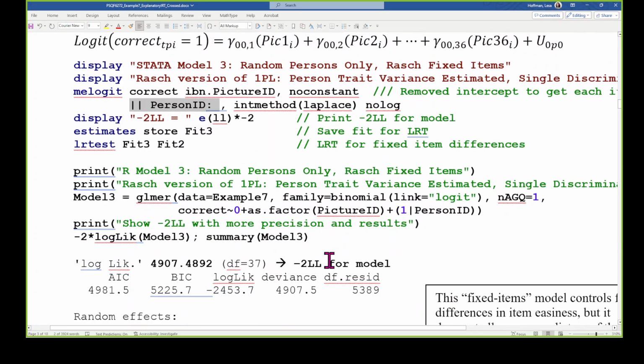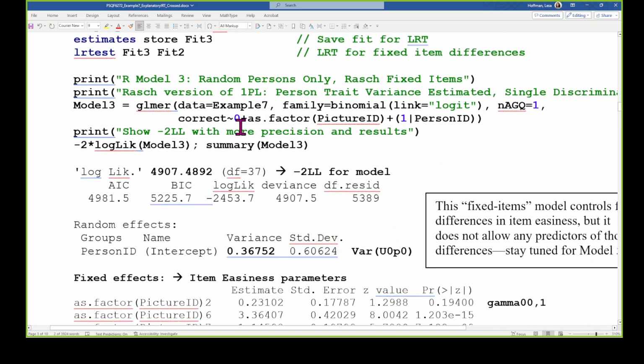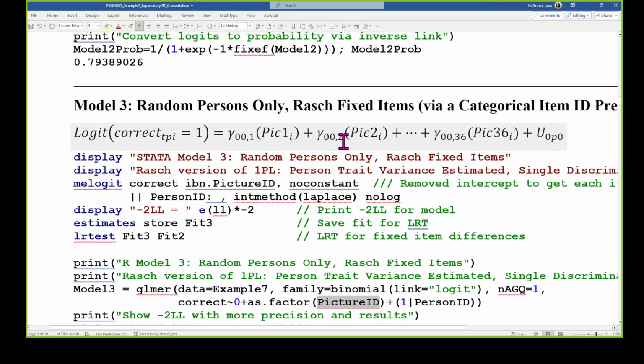Likewise, in R, I kicked out the general intercept by putting a 0 there after the squiggle for predicting correct, and then picture ID as factor. So even though this is one word, how many new parameters have I added? 36. 36. That's why my equation has to look like this. I have not just added picture ID, I've added all this stuff.